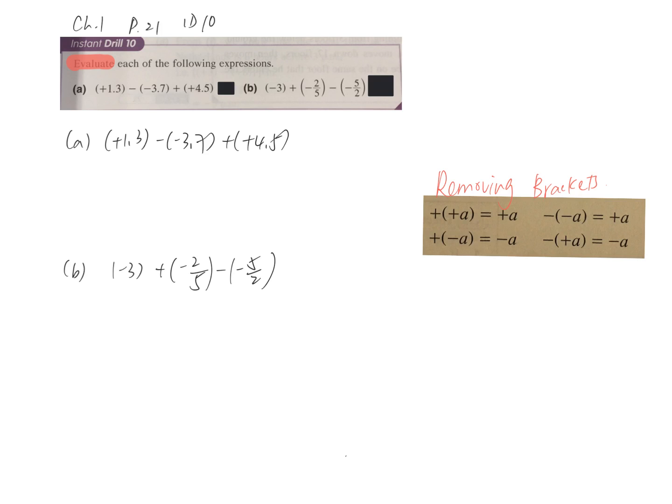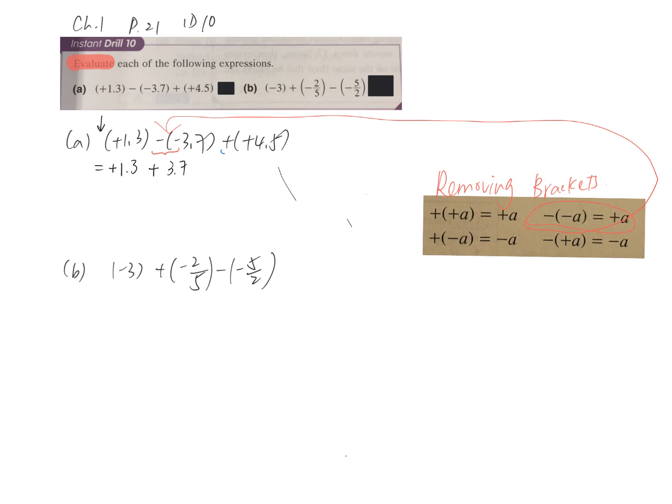So let's remove the bracket one by one. The first one, as long as there is no symbol at the front, we can remove this bracket easily by simply copying it down. You can omit the positive sign, but if you wish, you can always keep it. And then the next bracket, we see negative with a negative. So to remove this bracket, we are using this rule. What's left will be, it becomes positive now, positive 3.7.